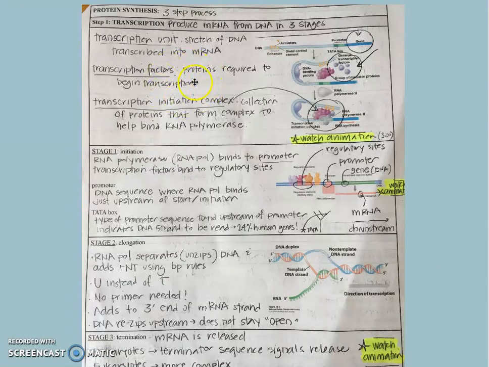Now, in order to start talking about it, we need to get some terminology out of the way. So first of all, let's just define what transcription is. It's just the production of messenger RNA from DNA, and it occurs in 3 stages.